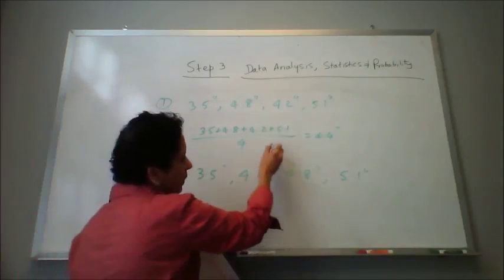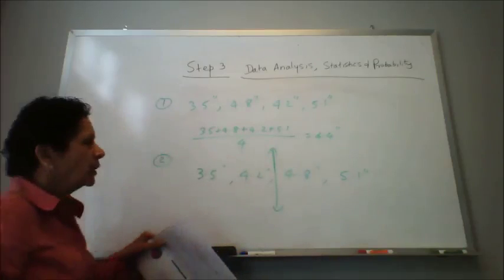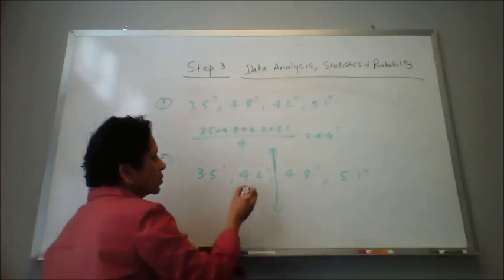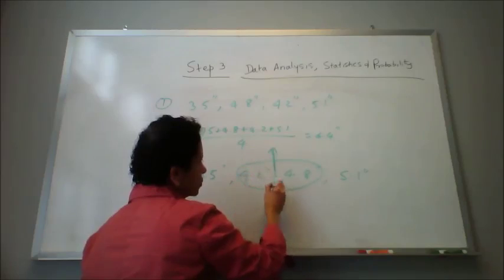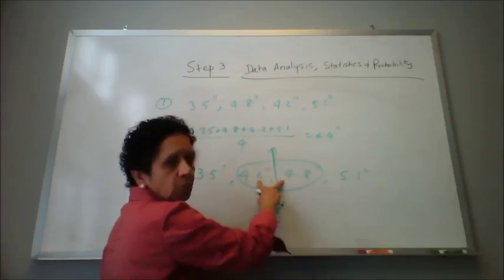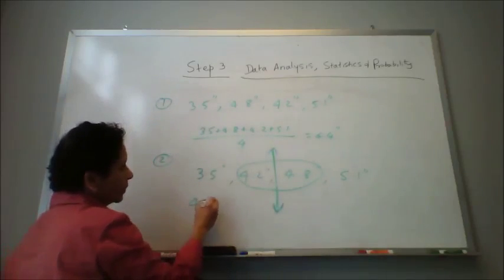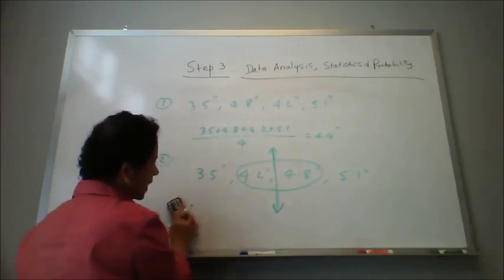So with an even number of data values, the middle is somewhere in the middle right there. So how do I compute the median? What you have to do is take these 2 values around the middle, where the median is. You take these 2 data values, 4.2 and 4.8, and then you just take the average of those 2.